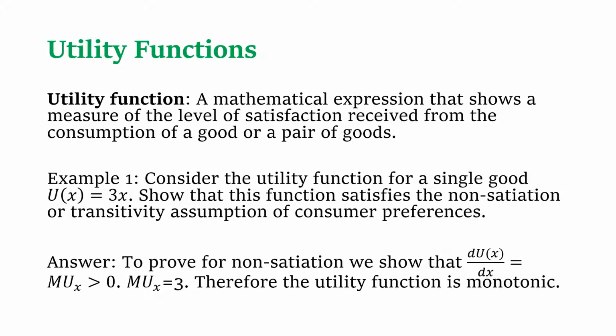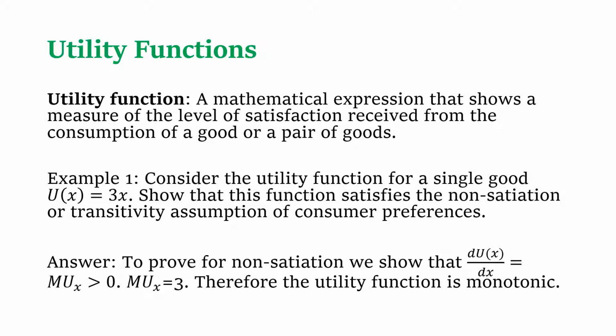But for the non-satiation assumption to hold, the marginal utility must be positive. In this particular case, the marginal utility of good x is 3, because the derivative of u of x with respect to x is just 3. Since 3 is a positive value, we say the non-satiation assumption holds. In other words, the utility function is monotonic.